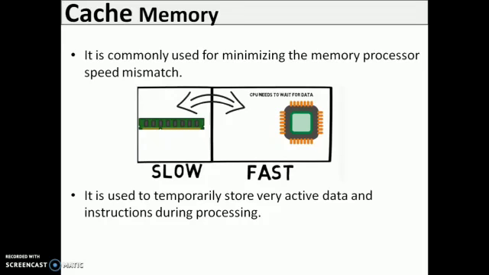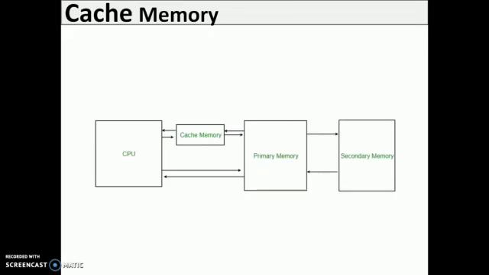It is used to temporarily store very active data and instructions during processing. You can see here, the content of primary memory is placed in cache memory to overcome the speed mismatch between the CPU and main memory.